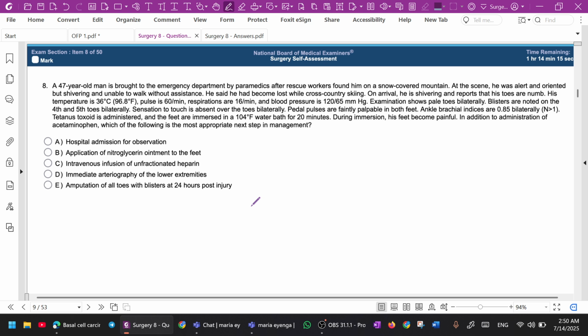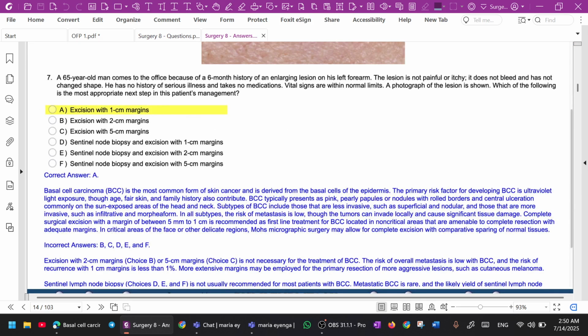Sorry, is it immediate arteriography? I think so. I'm not sure. Okay, you want me to check? Is it hospital admission for observation?